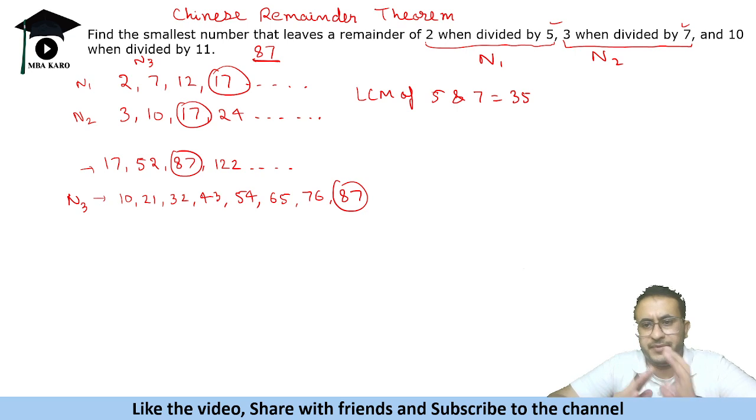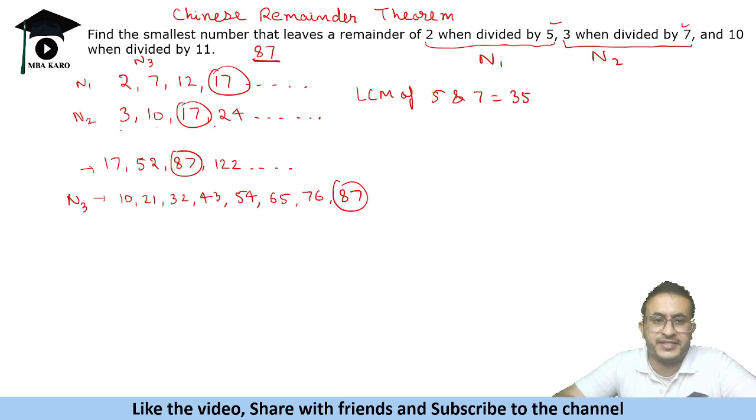So in Chinese remainder theorem, what we do is we find one series based on the set of remainders, like 2 when divided by 5. So we write 2, 7, adding 5 each time. Similarly, it is 3 when divided by 7. So 3, 10, 17, and so on. Okay. So for the smallest number, we find the common number. Okay. So that is Chinese remainder theorem for two divisors.